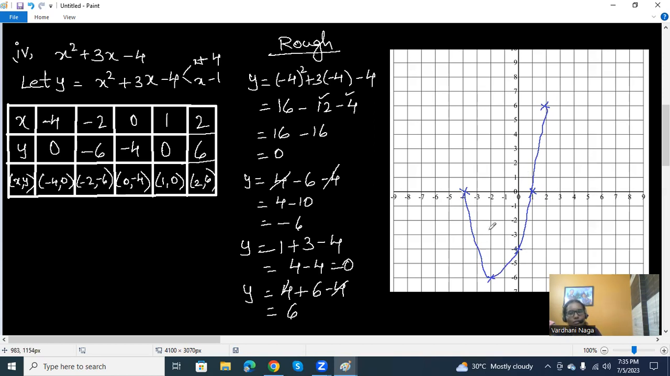Yes. So, what are the zeros we got? This curve is touching the x-axis at two different points. One is minus 4 and the other is 1. See, minus 4 and 1. So, observation by plotting the graph, by plotting the above points on the graph, it represents a parabola. It is a parabola.